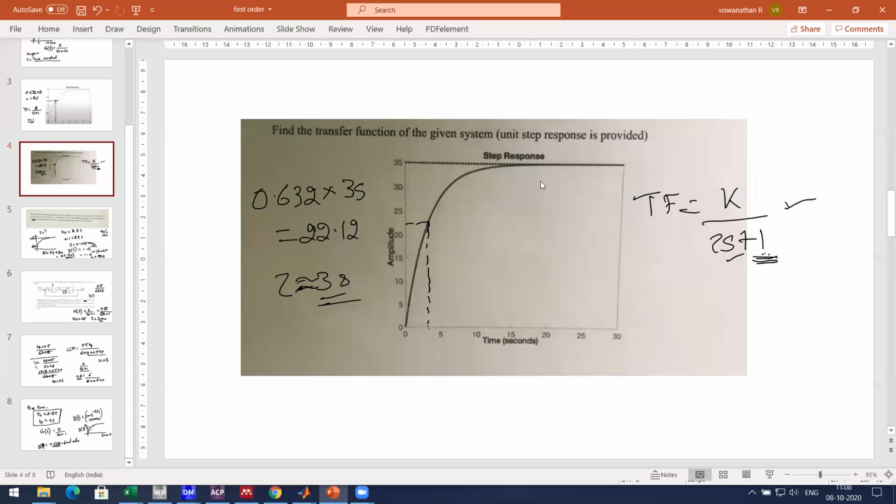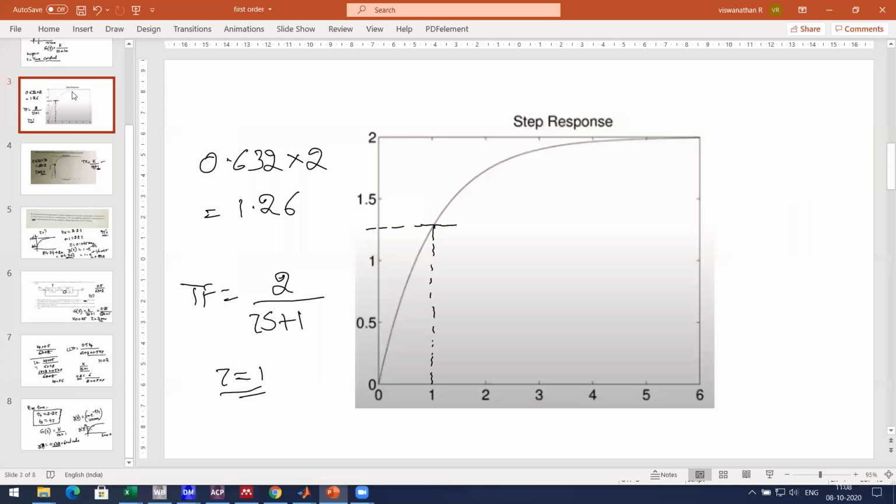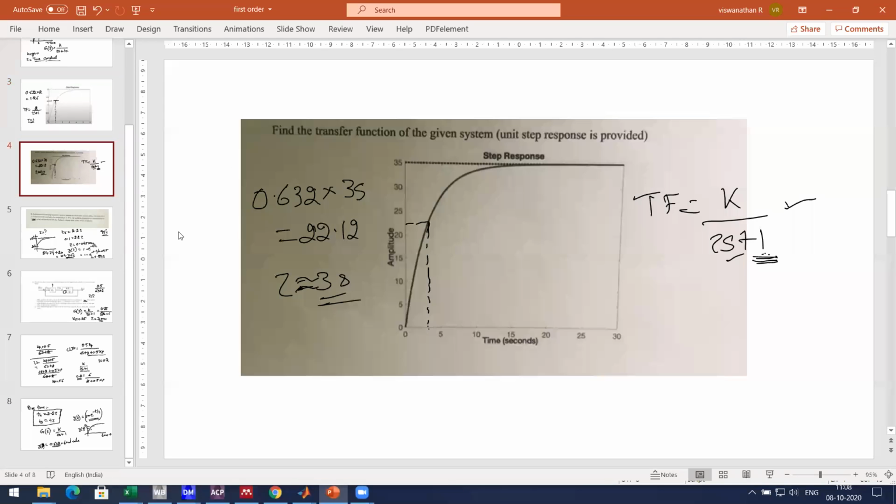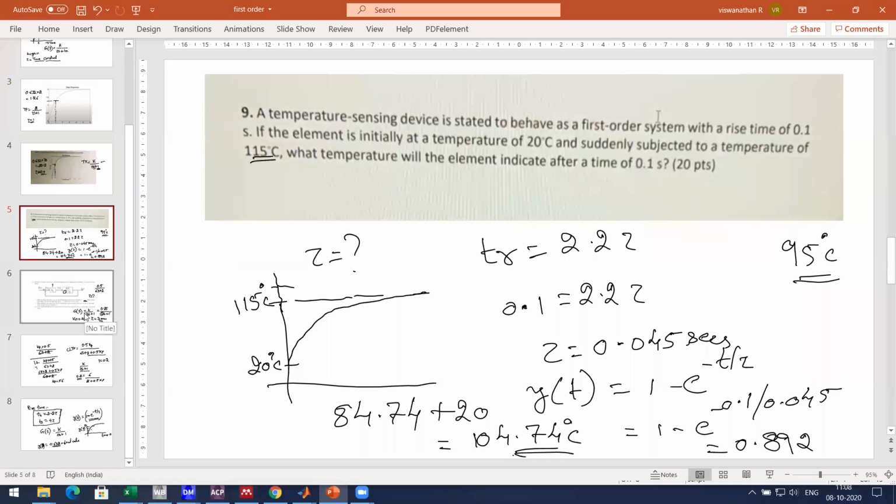A second order system will have all the damping, underdamped systems. But a first order system will always have exponential growth or exponential decay. If you're talking about discharging of a capacitor or something, then it is exponential decay. This is exponential rise. So that is about the first order systems.